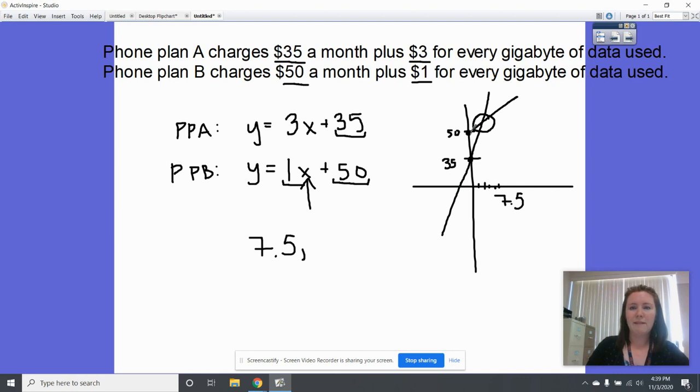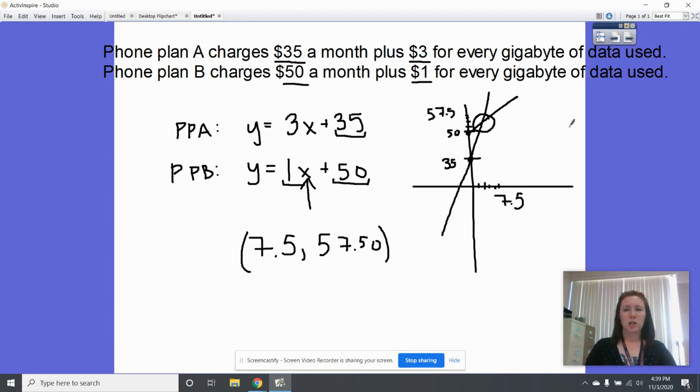And the y value ended up being 57.5. So the total cost for 7.5 gigabytes is the same for both phone plans, which is $57.50. So the solution is where they cross, at 7.5 gigabytes and $57.50.